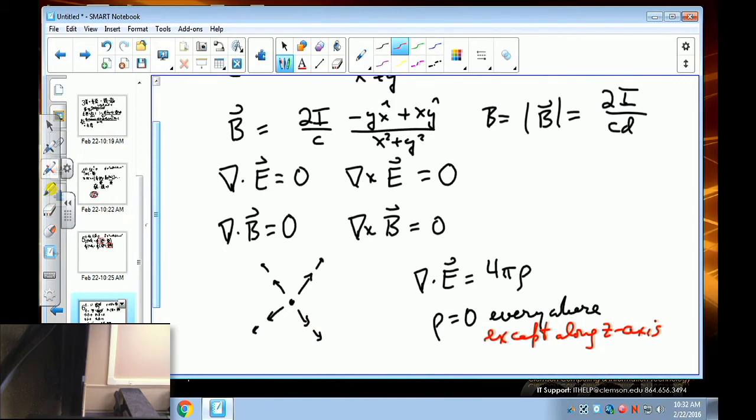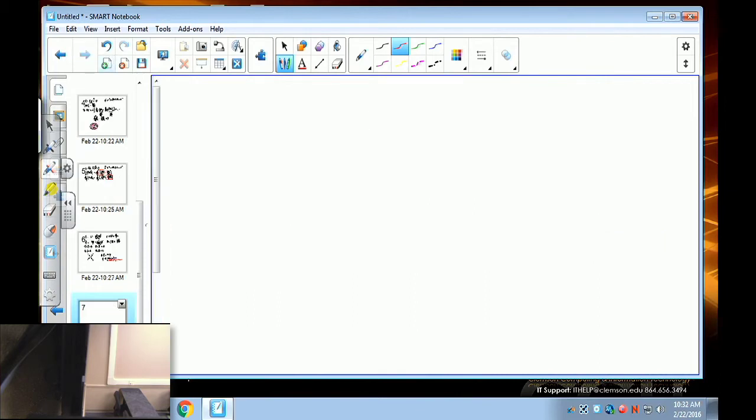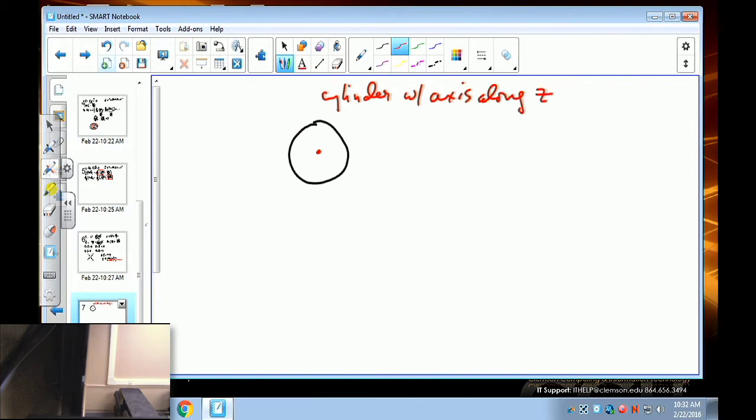Now there's a physical explanation of this. Using Gauss's law, it's a little easier to see why that result comes out. Let's go back to Gauss's law, and let's construct a Gaussian surface around this line charge. Here's the line charge, and the Gaussian surface is a cylinder with axis along z. In other words, it's coaxial with the line charge.